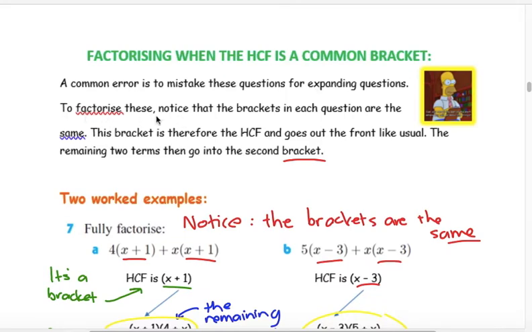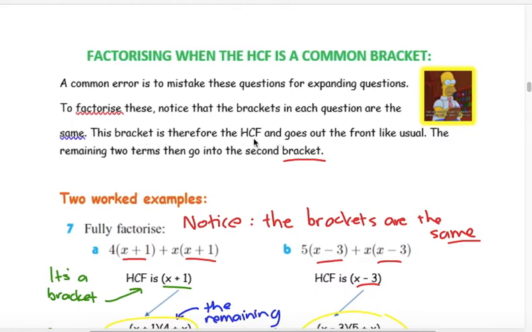To factorise these, notice that the brackets in each of the questions are the same. So for example, see here, same bracket, x plus 1, x plus 1. Same here, same bracket, x minus 3, x minus 3. That's generally what happens, not always, but most of the time these questions look like that.